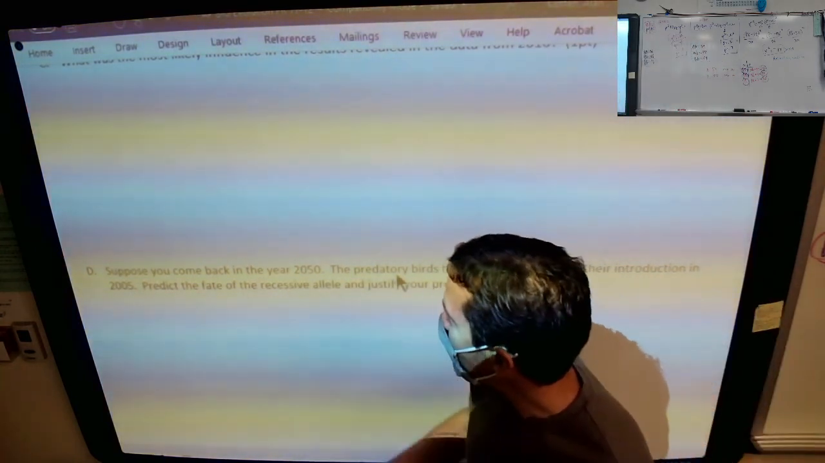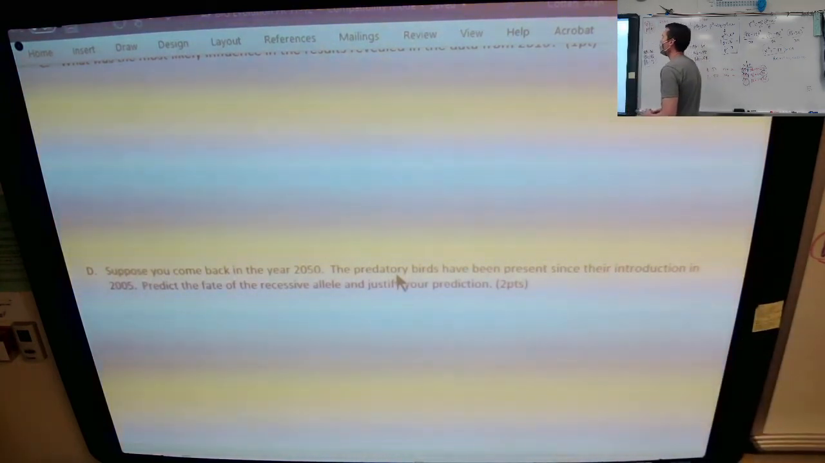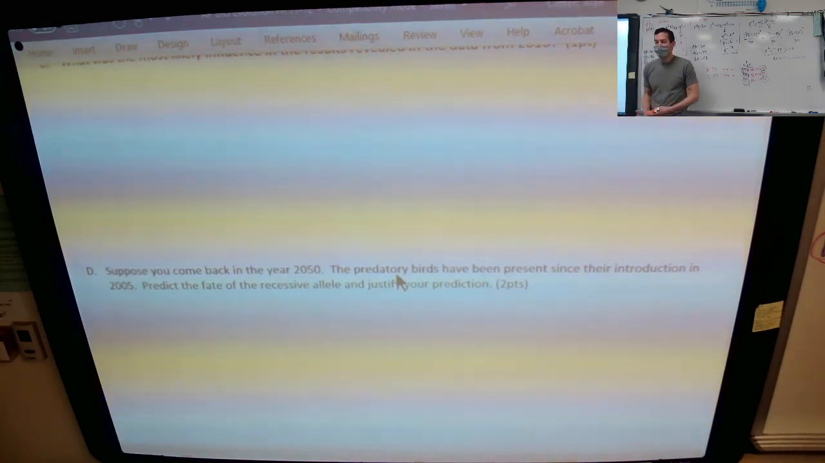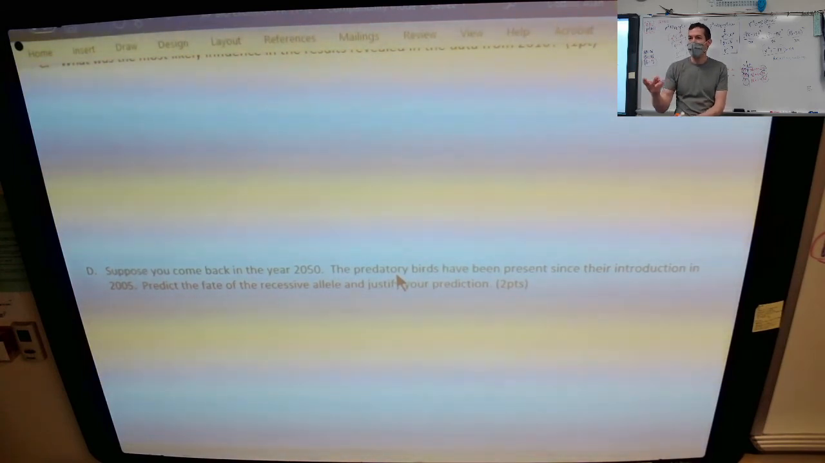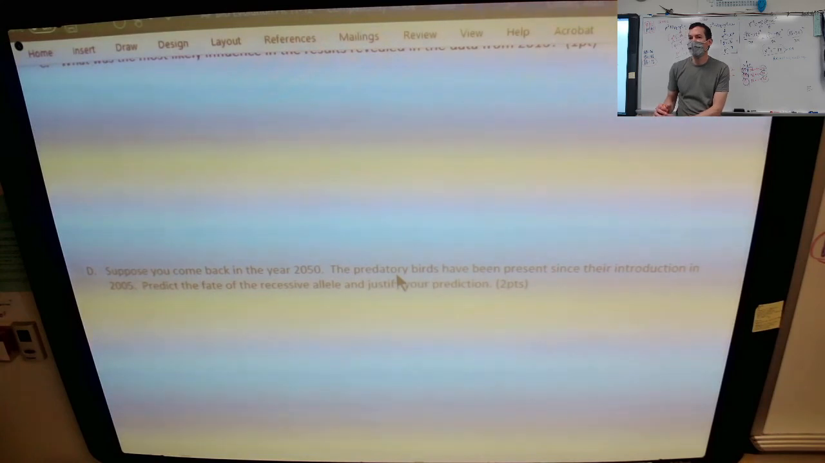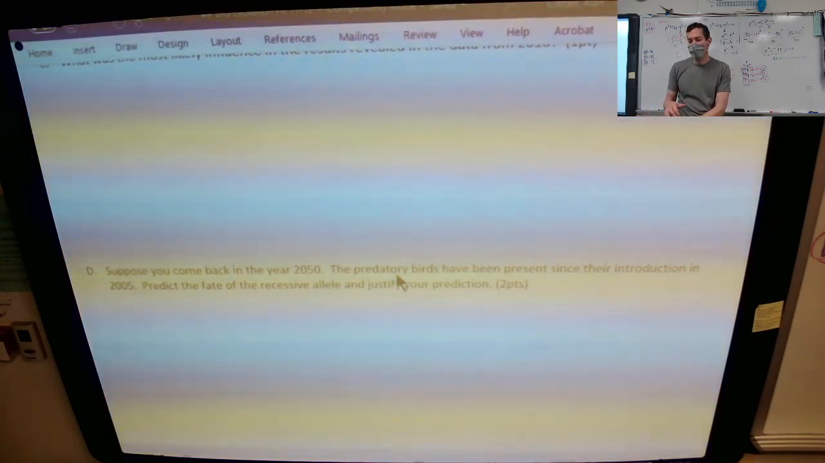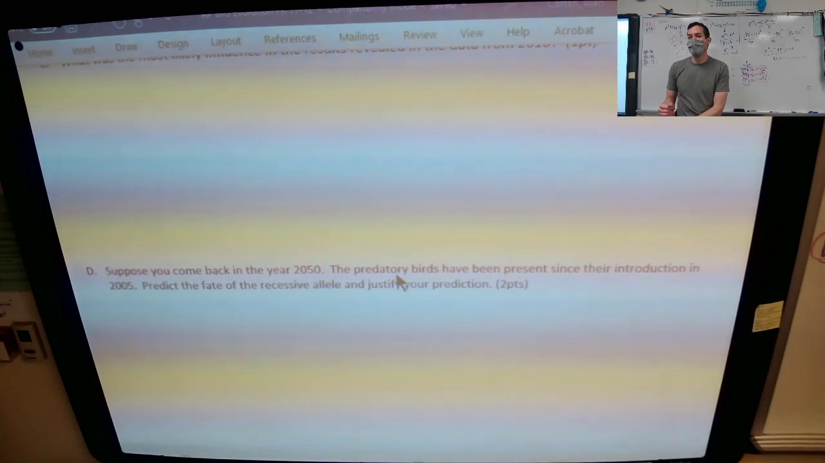So suppose you come back in the year 2050. The predatory birds have been present since their introduction in 2005. Predict the fate of the recessive allele and justify it. So, will the recessive allele be more common, less common, or gone? And then justify. So take just a moment. This will be the last thing, and then I'm sure the song will come on, the grunge song.